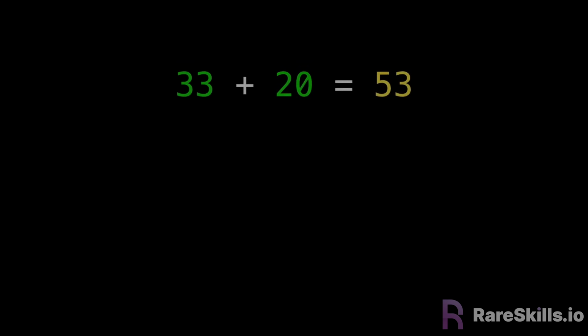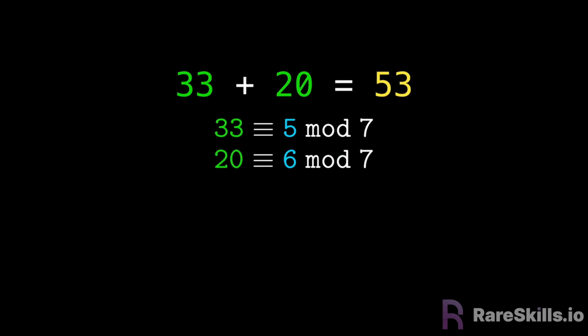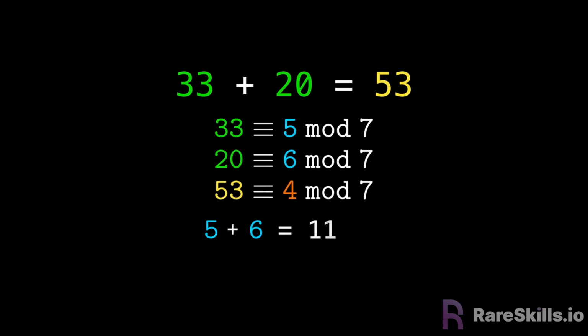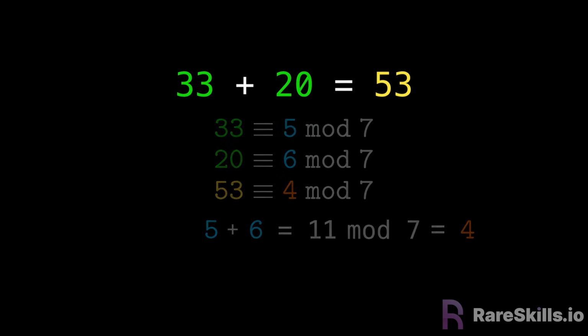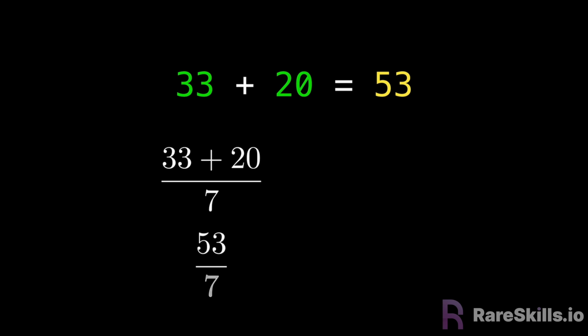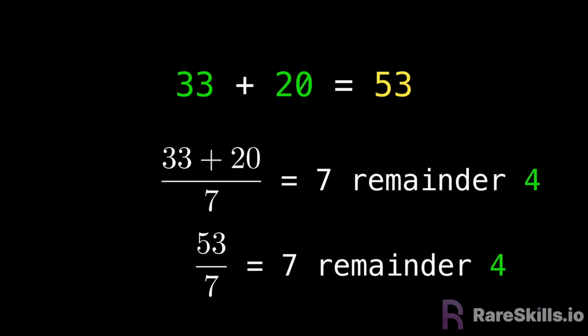How about 33 plus 20? The sum is 53. 33 here is congruent to 5. 20 is congruent to 6. And 53 is congruent to 4. And indeed, 5 plus 6 is equal to 11, but we have to do mod 7, which gives us 4. The reason why integers which sum together also have their congruences sum together is pretty simple. If we divide both sides of a balanced equation by the same number and take the remainder, we'll get the same remainder on both sides.